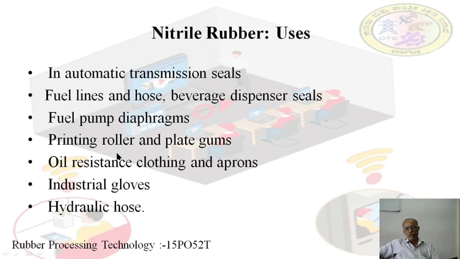Next, uses of nitrile rubber. Automatic transmission seals, fuel lines and hose, beverage dispenser seals, fuel pump diaphragms, printing roller and plate gums, oil resistance clothing and aprons, industrial gloves, hydraulic hose.